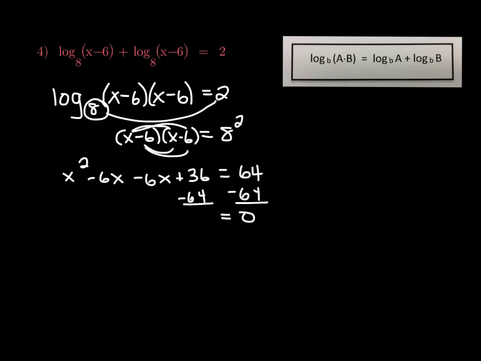And I'm going to combine my like terms on the left now. So when I combine negative 6x and negative 6x, that gives me negative 12x. And then 36 minus 64 would be negative 28. All right, so factor, and let's finish. Okay, so we have an x and an x, and two numbers that multiply to negative 28 and add to negative 12: negative 14 and positive 2.